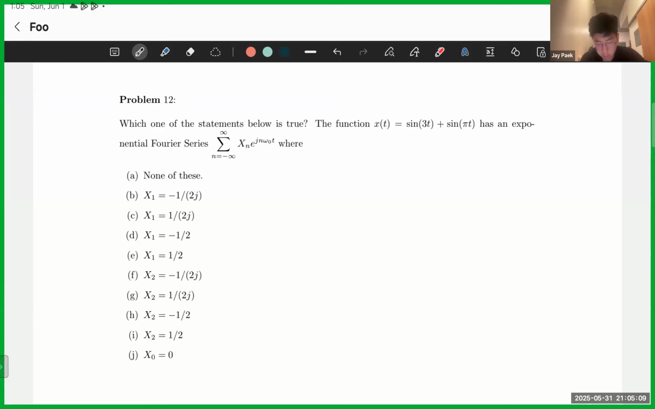Which one of the statements below is true? The function x of t. Someone has a question about approaching the last one.